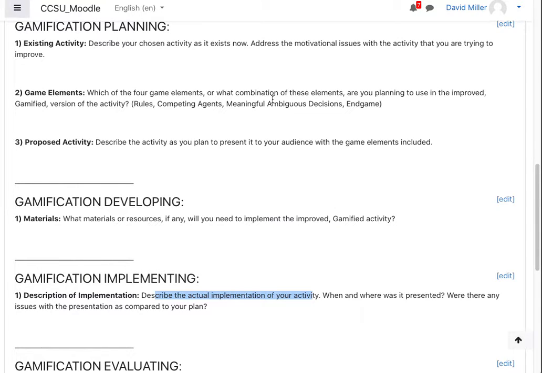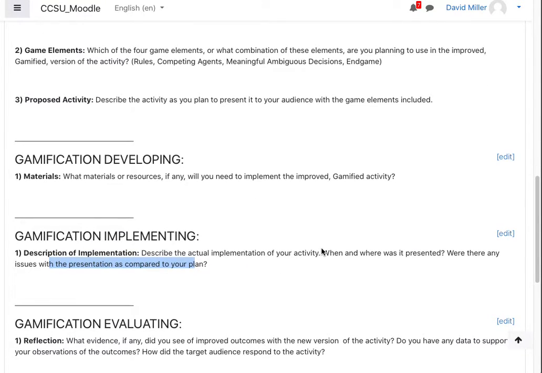So once you have your plan in place, find a time to actually do the thing, whether it's a single day activity or something that you track over the course of a week or something like that. So just describe then for this, when did you do this thing? How did it go? Were there any issues that came up as you tried to put your plan into place? So that will be a piece of it.